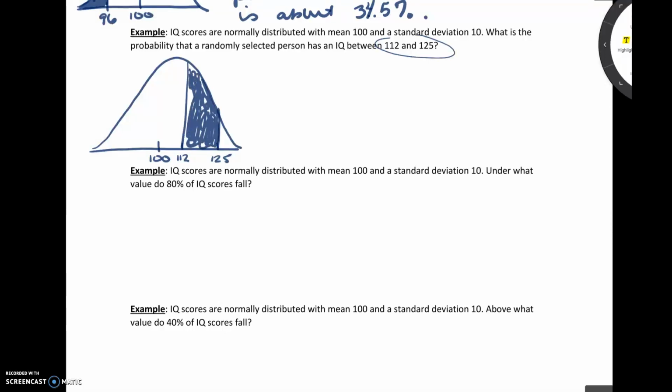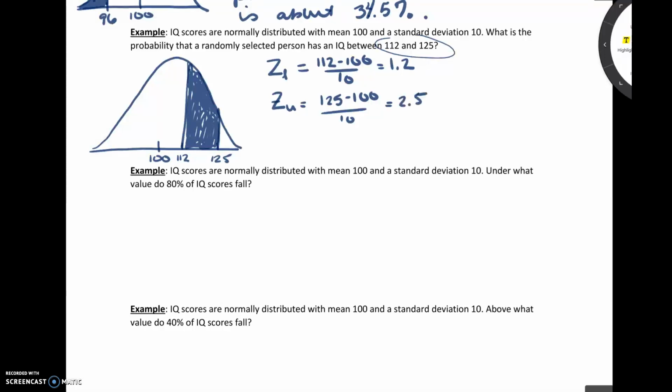Okay, so here's my area in between. What I'm going to do now is standardize both of these values. I'm going to call the first one ZL because it's the lower of the two values. ZL is equal to 112 minus 100, divided by 10, which is equal to 1.2. And then I'm going to have a Z upper, which is the top one, the 125. It's 125 minus 100, divided by 10, which is equal to 2.5.